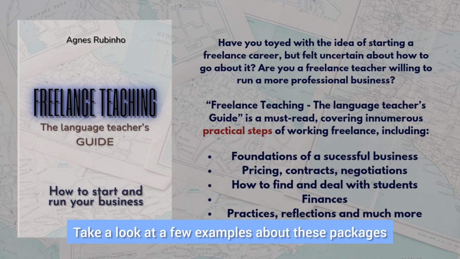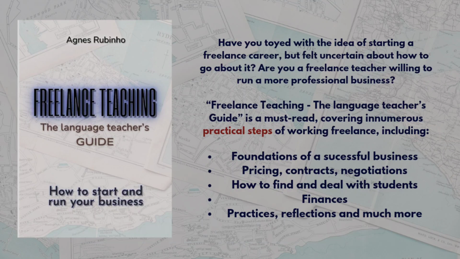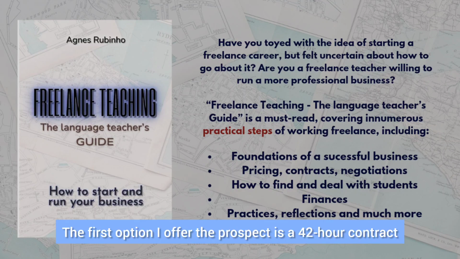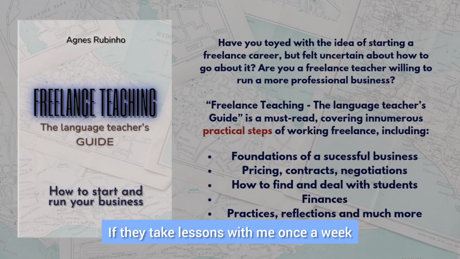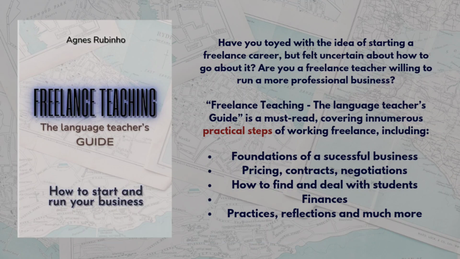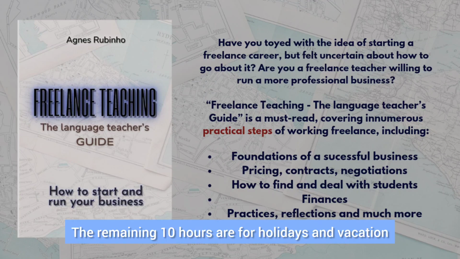Take a look at a few examples about these packages. The first option I offer the prospect is a 42-hour contract. If they take lessons with me once a week, they will finish the contract in a year's time. You might ask yourself, if the year has 52 weeks, why does she offer only 42 hours? The answer is 42 hours mean 42 weeks of classes. The remaining 10 hours are for holidays and vacation.